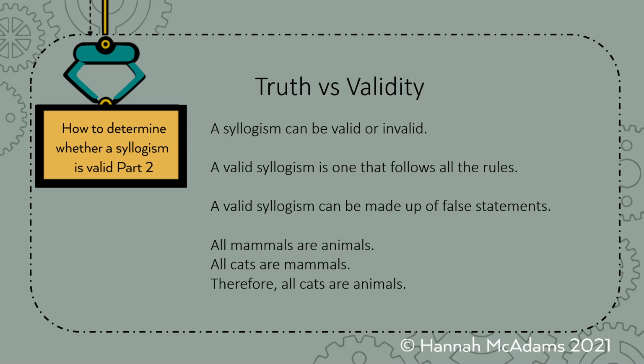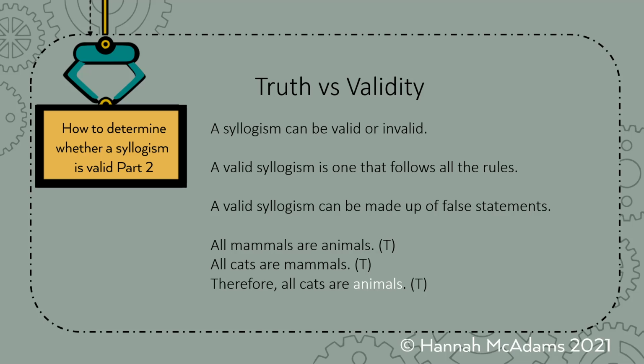So let's look at this right here. All mammals are animals. Would you say that's true or false? That's true, right? All cats are mammals. True. Therefore, all cats are animals. Also true. Now, this is a valid syllogism. Remember, we talked about this last time. A syllogism is made up of 2 premises and a conclusion, which is what we have right here. The 2 premises are statements, and the conclusion is also a statement. So this is true and it's valid. When we have a syllogism that's true and valid, we call it a sound argument, but that doesn't matter.